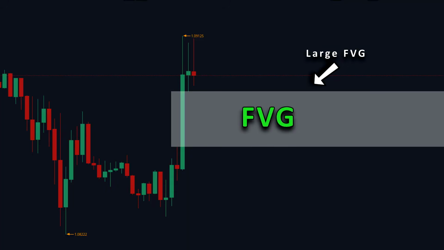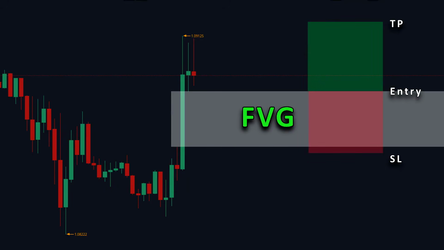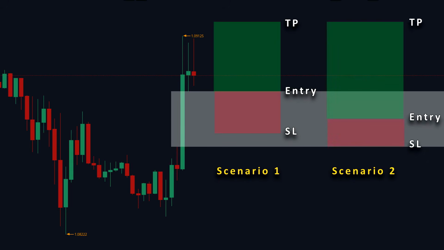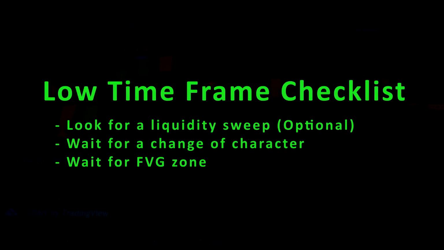A large fair value gap. If the gap is too wide, placing a stop loss below the entire zone results in a high-risk trade. Instead, we can either use a smaller stop loss just below a more refined section of the gap, or enter at the midpoint of the zone to improve the risk-to-reward ratio. This is the checklist of concepts we apply on the lower time frame.